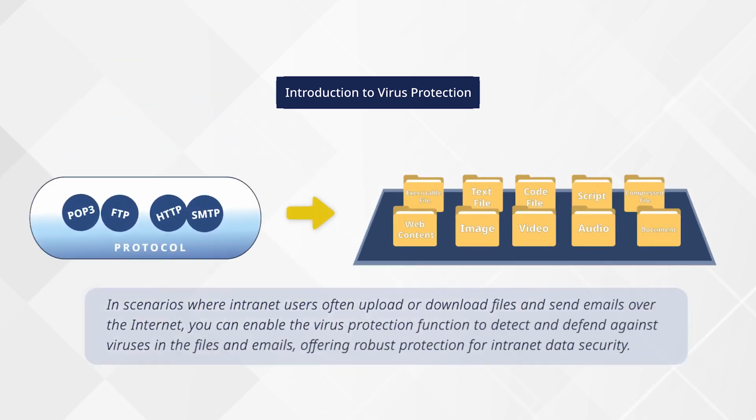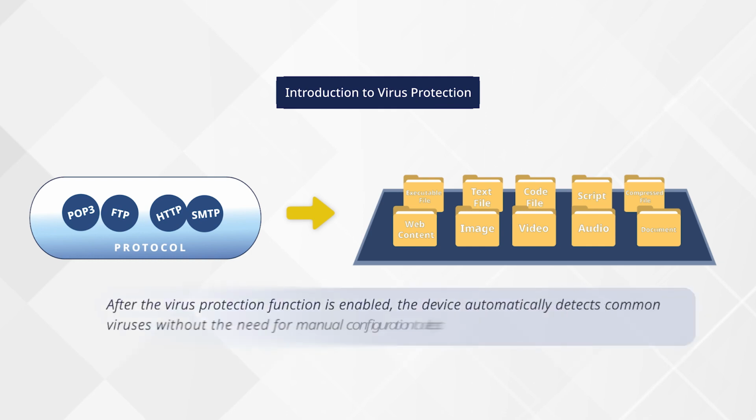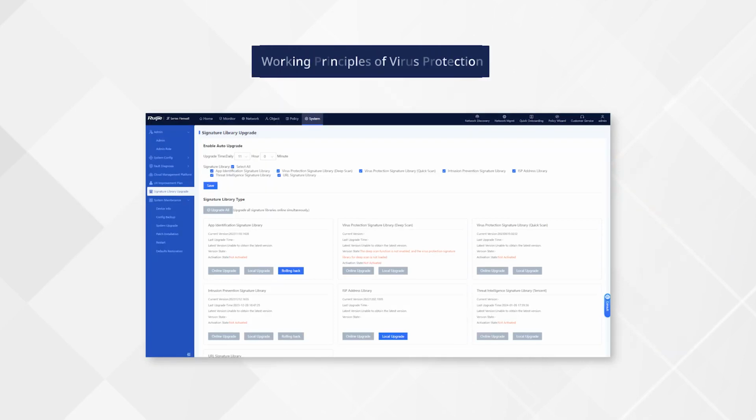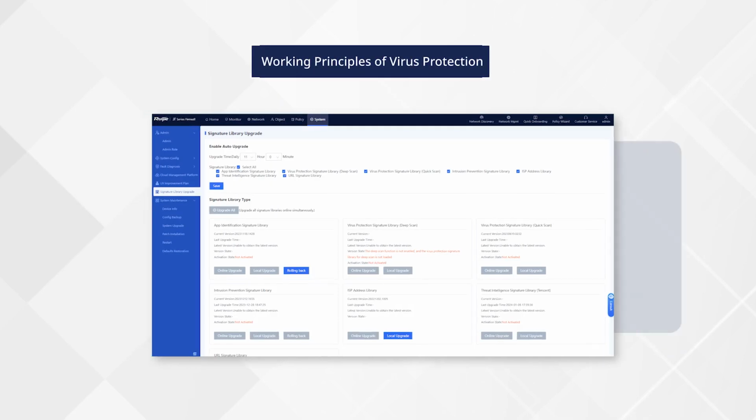In scenarios where intranet users often upload or download files and send emails over the internet, you can enable the virus protection function to detect and defend against viruses in the files and emails, offering robust protection for intranet data security. After the virus protection function is enabled, the device automatically detects common viruses without the need for manual configuration to detect specific viruses. Now, let's delve into the working principles of virus protection.